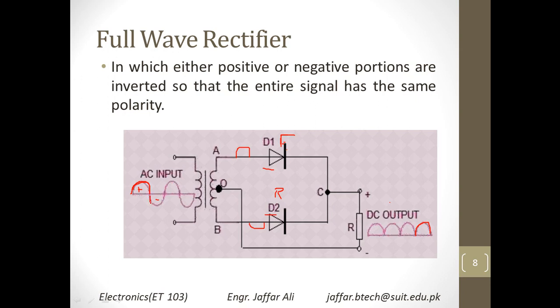When the negative occurs, D2 will get positive at the same instant. You see that these are connected in opposite paths. So when one becomes positive, the other becomes negative, and when this one becomes negative in the second case, the other becomes positive, and then D2 will conduct the rectified wave.